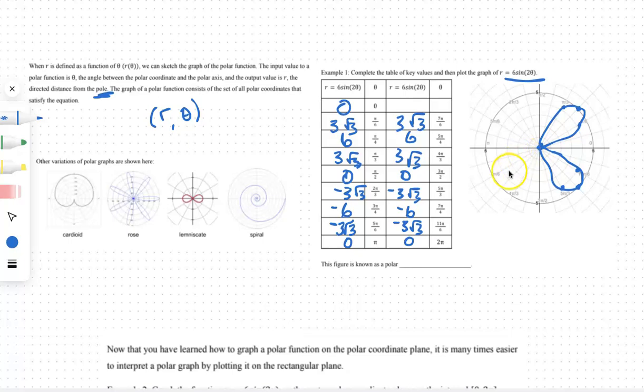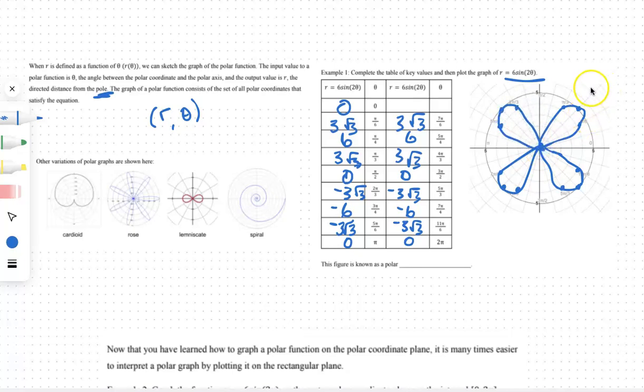Then at 7 pi over 6, my r values are positive again. So down here at 7 pi over 6, I come out to 3 rad 3. At 5 pi over 4, I go to 6. At 4 pi over 3, I'm at 3 rad 3. Then I come back to the pole. So I have that loop. And then my last loop, again, I work with negative r's. So I come down here to 5 pi over 3 as the terminal side, but then I go backwards up to negative 3 rad 3. 7 pi over 4 is down here. I go backwards to negative 6. 11 pi over 6 is down here. I go backwards to negative 3 rad 3, and then I come back to the pole.